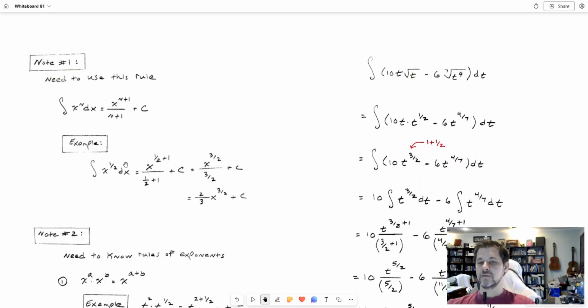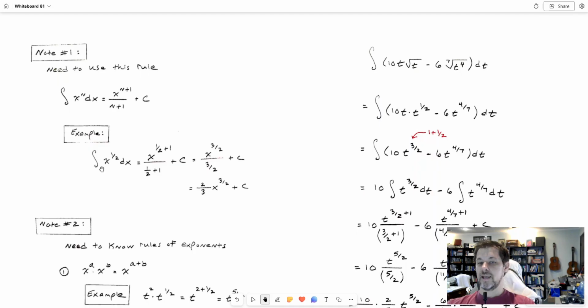All right, so here's an example of that. Suppose you had x to the 1/2 power. So again, x is the variable, and then 1/2 is the power. It's a fixed known number. So what does the rule say that I do? I add 1 to the power, so that makes it 1/2 plus 1, and I divide by that very same number, 1/2 plus 1. It turns out 1/2 plus 1 is 3/2. So I get 3/2 there, plus c.